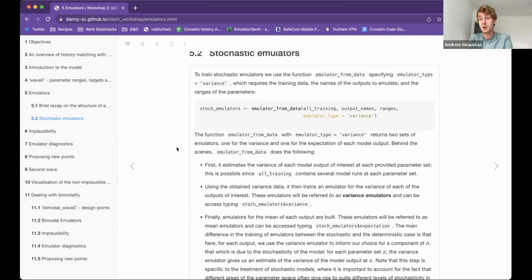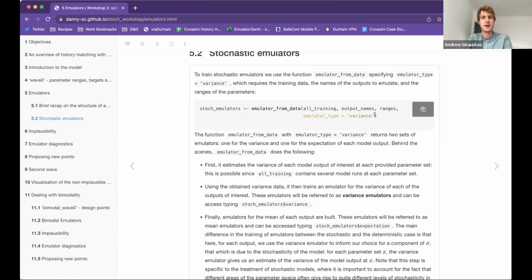From the point of view of using the code, actually writing the code is relatively straightforward. We're still going to use this emulator from data function. It's still going to take some training data. It's going to take the names of the outputs that we want to emulate. It's going to take the ranges, which are the input parameters as a named list, along with their lower and their upper bounds. And the only thing that's really changed is that we now have this other argument, which is emulator type, and we set it to variance. So all this is doing is telling the function that we are dealing with variance emulators.